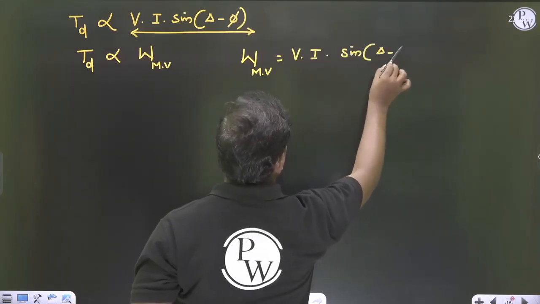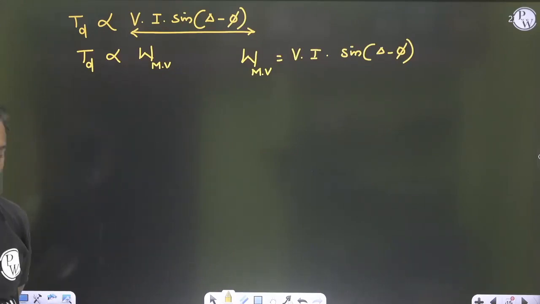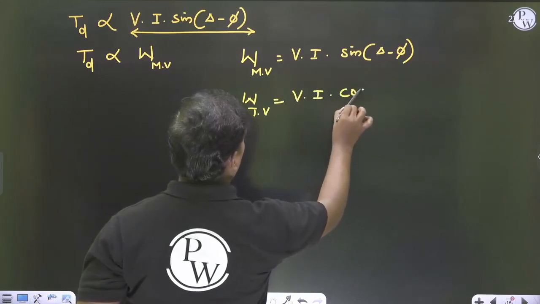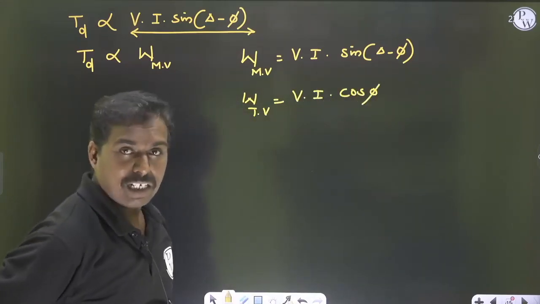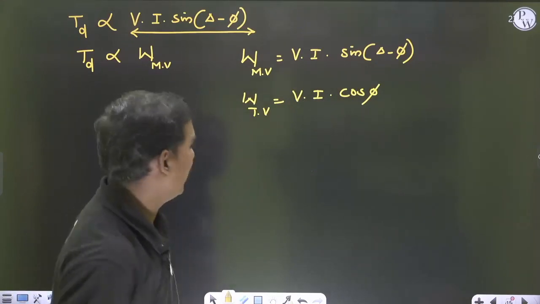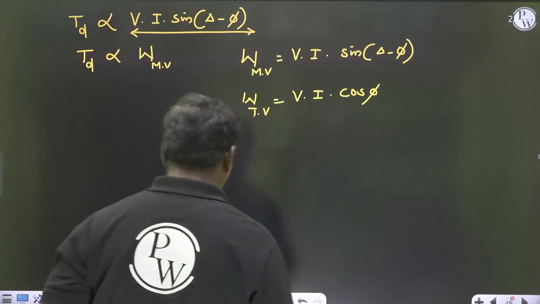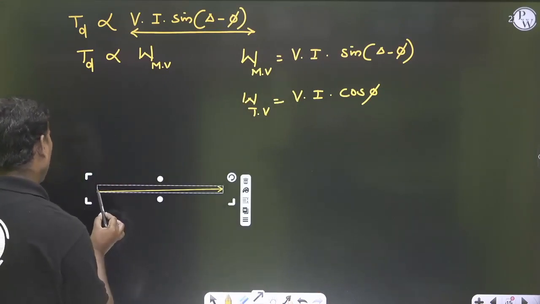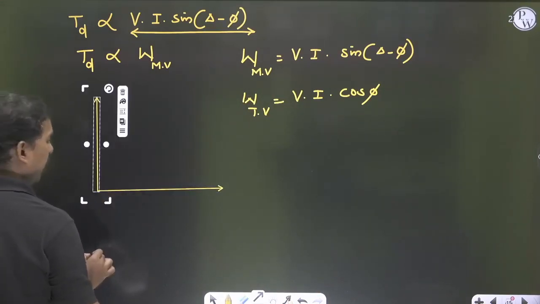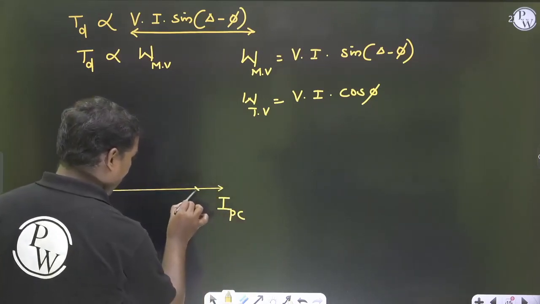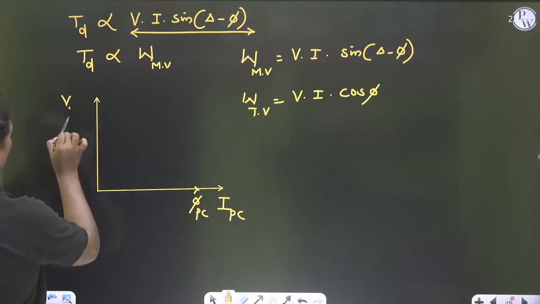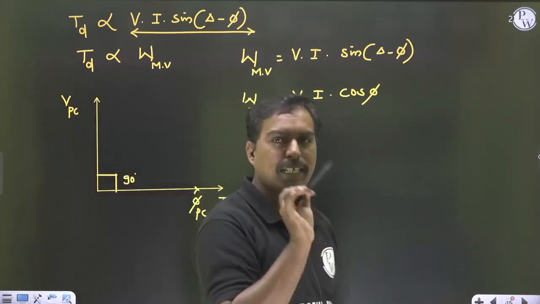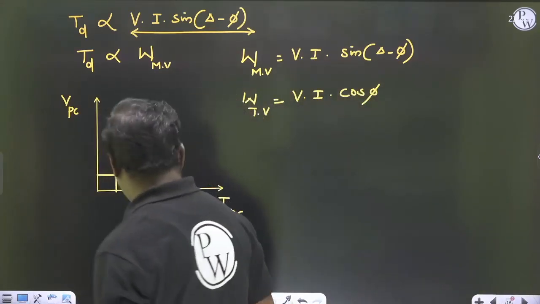This is one important point you have to understand. But is it the true power? No. The true power is VI cos phi. So there is a percentage error due to the pressure coil inductance effect here. Try to understand what I wanted to tell you. If the pressure coil is purely inductive, my dear, this is the current passing through the pressure coil, this is the flux in the pressure coil, and this is the voltage in the pressure coil, and this angle is 90 degrees, if the pressure coil is purely inductive.